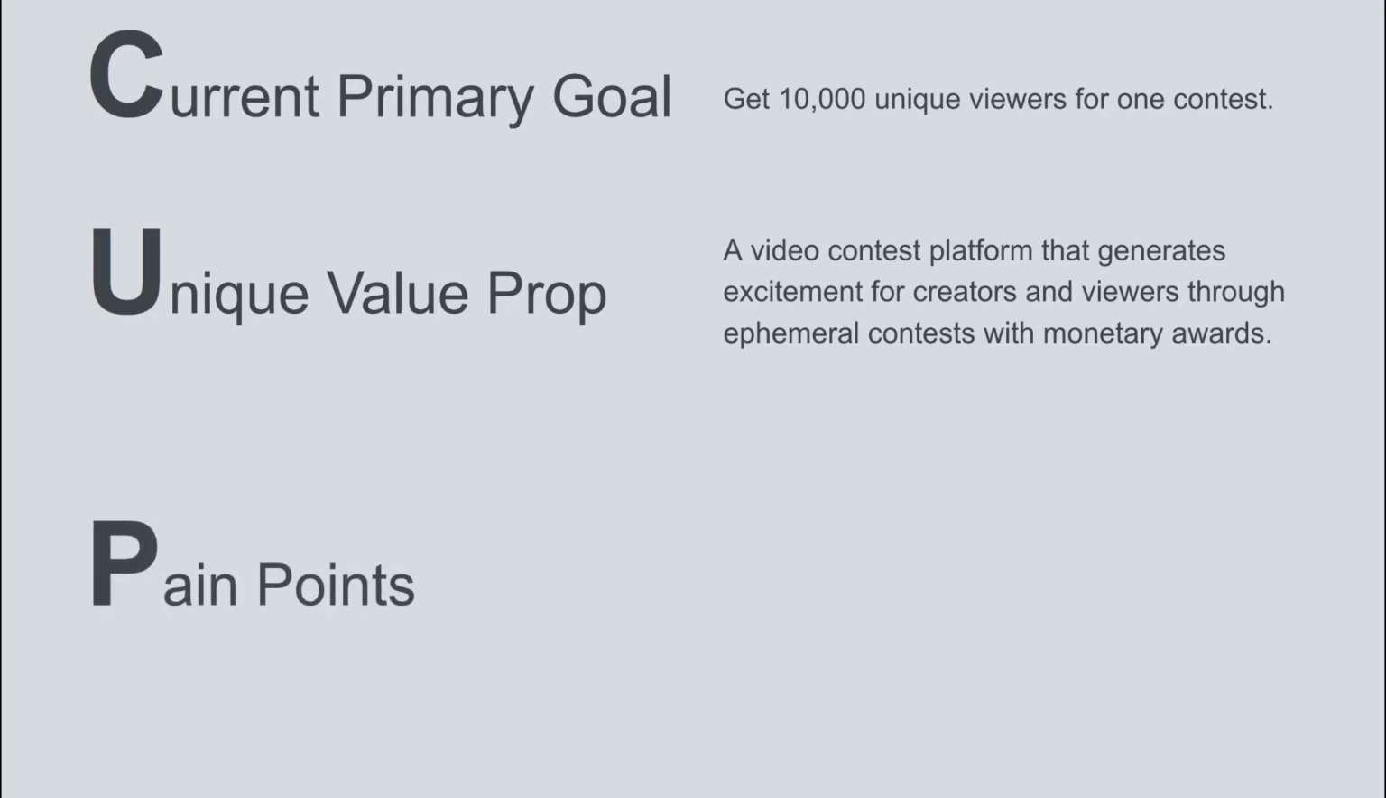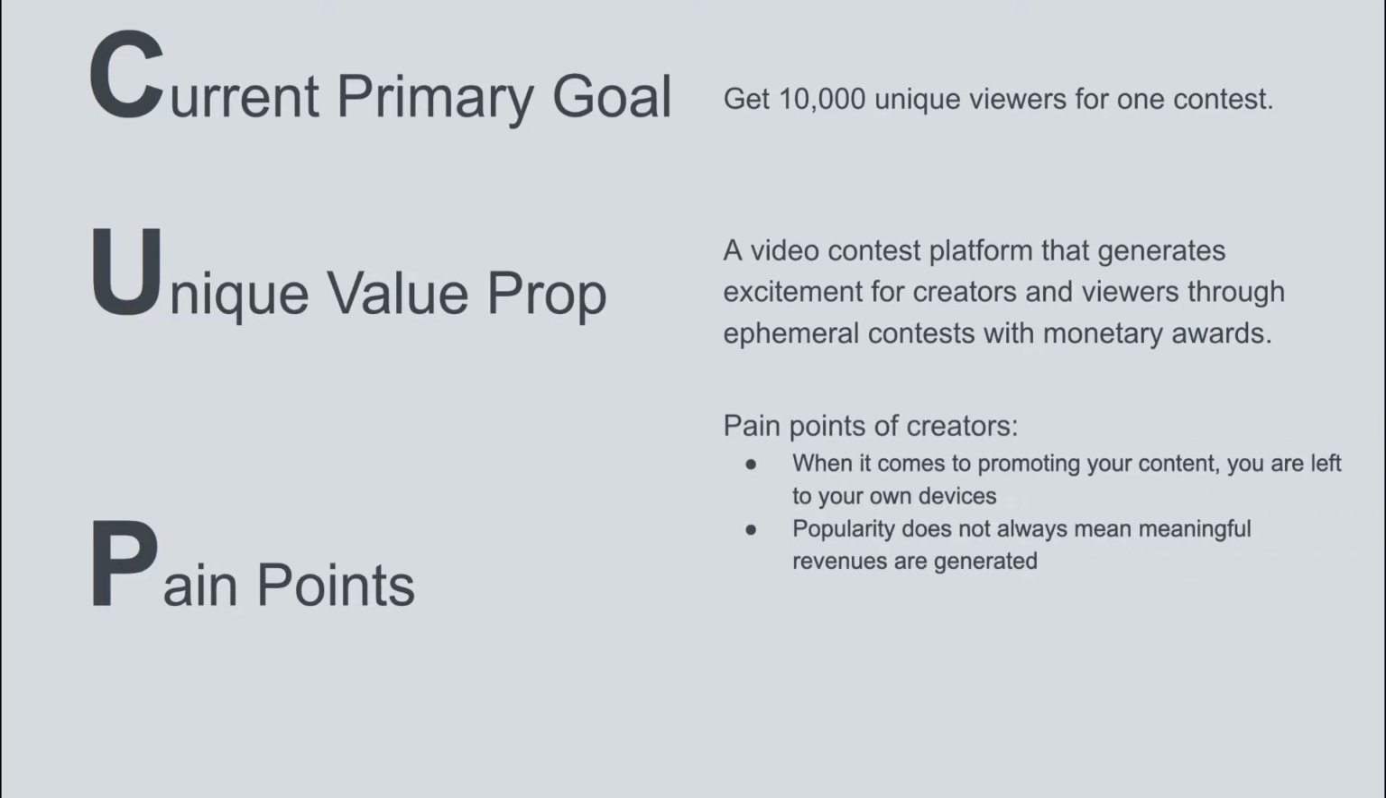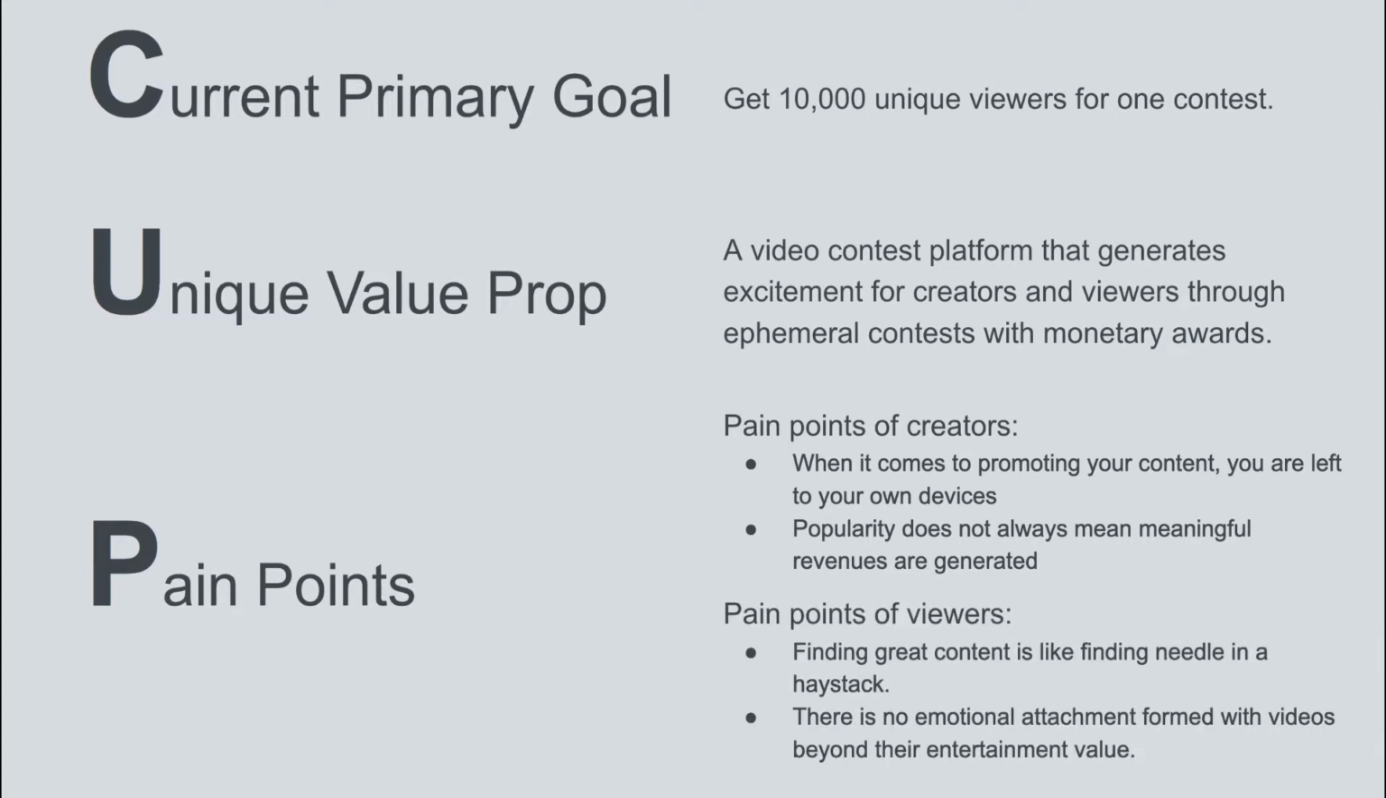And the last dimension of the cup method is the pain points. And Vivi has two sets of pain points. Pain points for the creators: the fact that they're left to their own devices when it comes to promoting their videos, and popularity not always meaning that they're going to get meaningful revenues. And then pain points for viewers. If you're a viewer, it's not easy to find good content, no matter how good the YouTube or TikTok algorithm gets, and you have no emotional attachment to the videos that you're watching beyond their entertainment value.